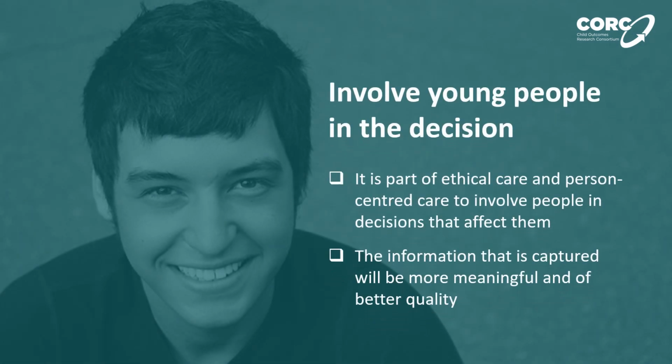Another key consideration is around involving young people in the decisions about which measures are most appropriate. We use questionnaires to get young people's feedback about what's happening for them. So to get good feedback, we need to make sure that the measures ask questions that feel relevant to them and use language that makes sense to them.